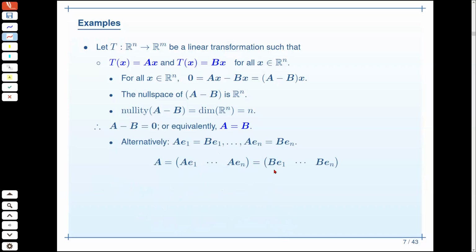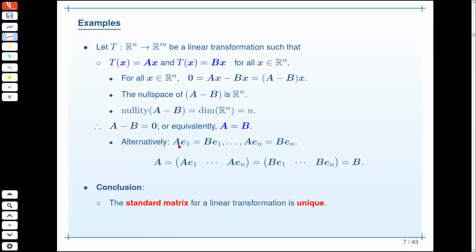It is the same as the matrix whose columns are BE1, BE2, up to BEN, but this is the first column of B, and this is the last column of B. If you put them together, it is nothing but B, right? So in that case, we don't need to check it for all X. We just need to see that it is true for the standard basis, E1, E2, until EN.